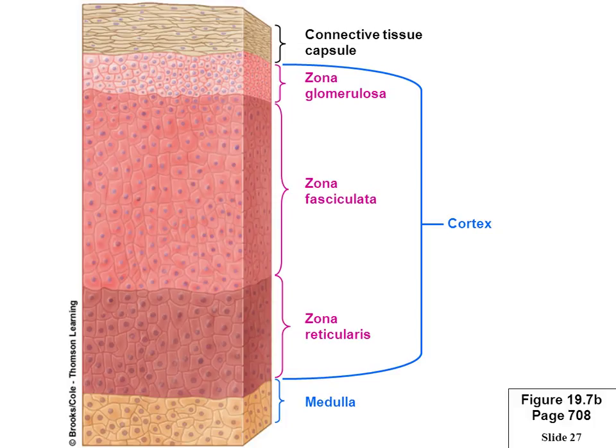It's a steroid. What are they all made out of? All steroids are made out of cholesterol. All three of these layers use cholesterol. The only difference between the three layers is the enzyme. One enzyme takes it and turns it into aldosterone, another enzyme turns it into DHEA, and the third enzyme turns it into cortisol. So all of these hormones are made from cholesterol.